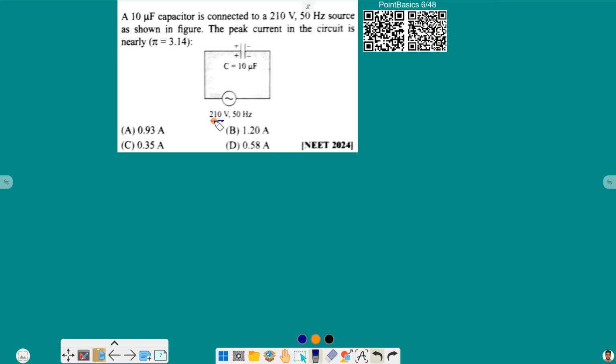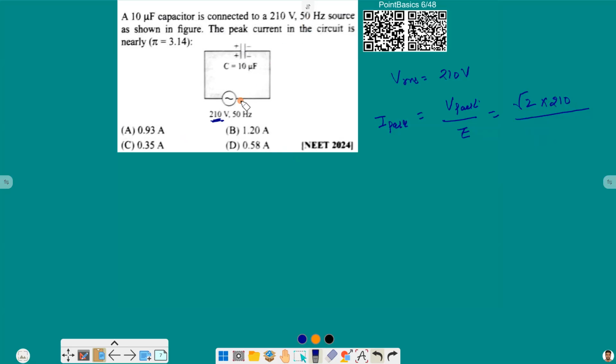Oh, no, sorry, this is not the peak value. Normally when it is written in this form, it is an RMS value. So we have been given VRMS, which is 210 volt. As we have to find out the peak value of current, I peak will be V peak divided by the impedance of the circuit. So V peak will be root 2 times the RMS value, and Z we will calculate.